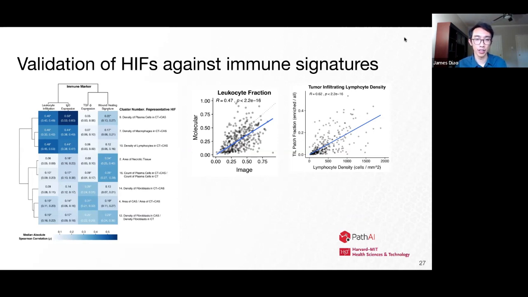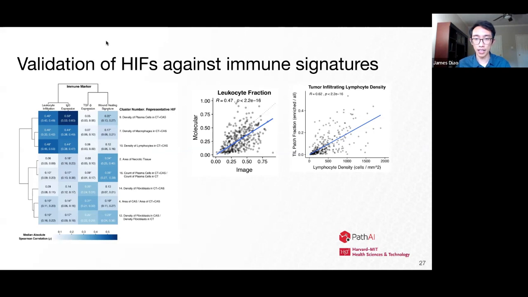Similarly, if we look at the wound healing signature, the rightmost column there, we'll see that the amount of necrosis and the amount of plasma cells are all things that have been documented in the literature to be associated with wound healing processes. And then similarly, fibroblasts and stromal measures are associated with expression of TGF-beta, as well as density of fibroblasts in different parts of the stroma or in the tumor.